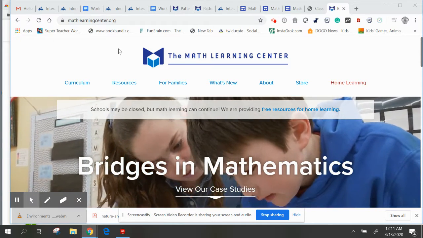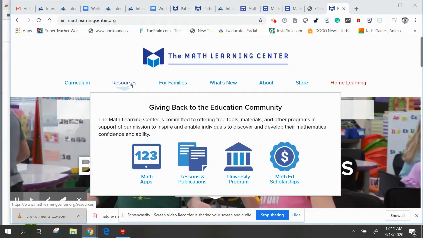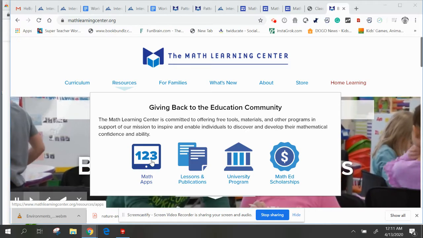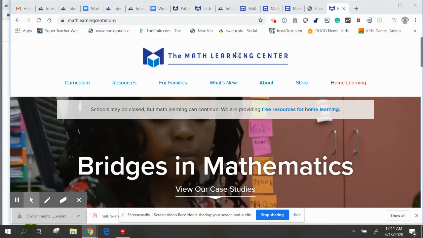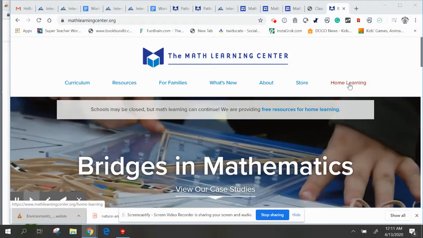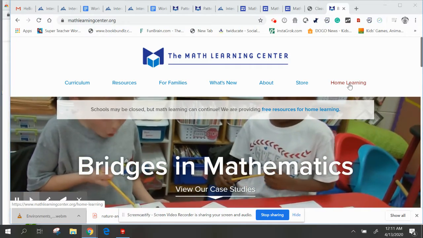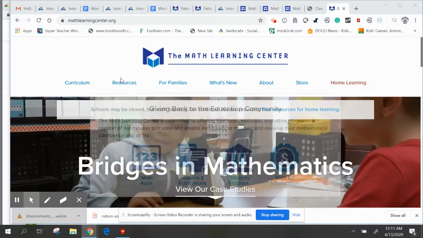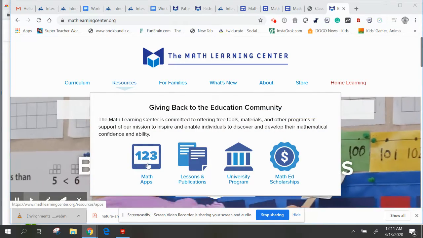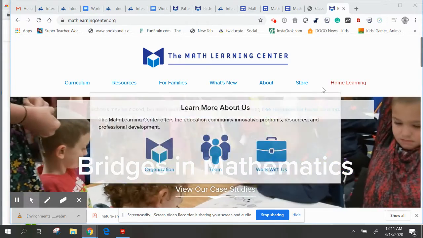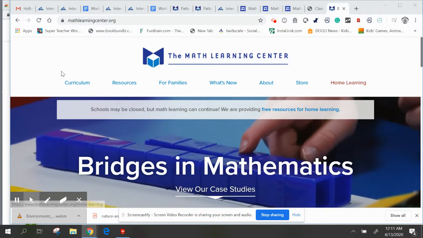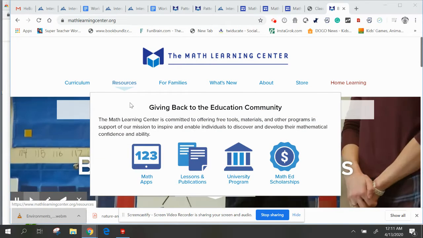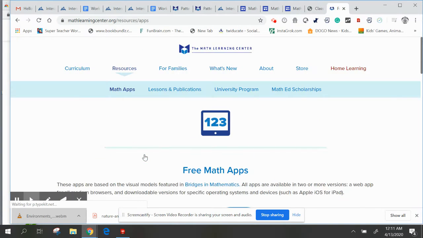Now, there's two main things. You can go under resources and to math apps, or you could go to home learning. Those are going to be the two main things on this website that's going to take you to a lot of fun things. Okay, let's look at resources, math apps.